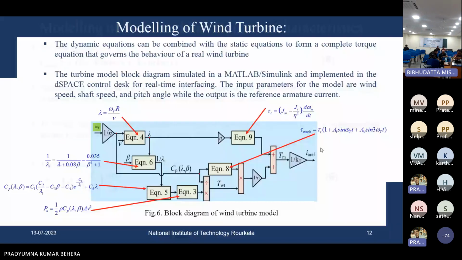So the dynamic equations can be combined with all the static equations to form the complete torque equation that basically governs the behavior of a practical wind turbine. Figure 6 represents the block diagram of the wind turbine model. It is simulated in MATLAB Simulink and implemented in the dSPACE ControlDesk for real-time interface. The input parameters for the model are the shaft speed, the wind speed, and the pitch angle, while the output is the reference armature current.